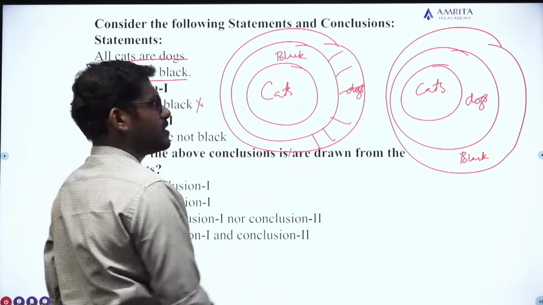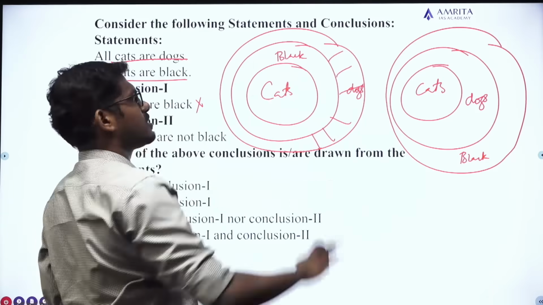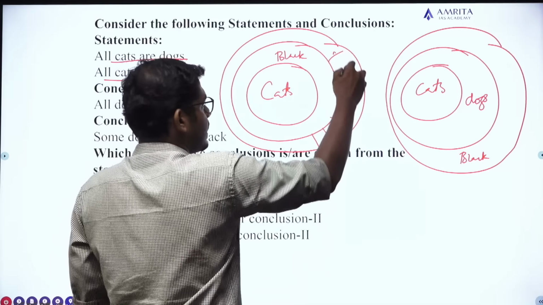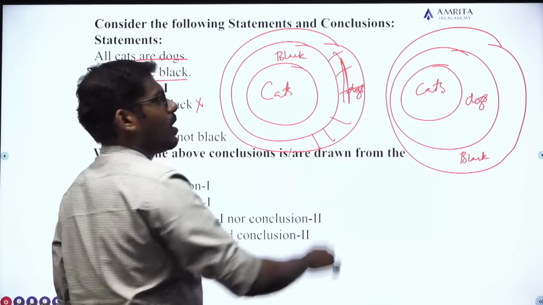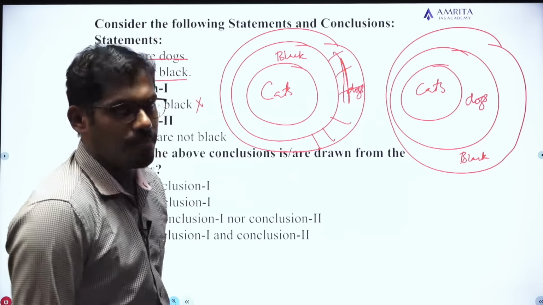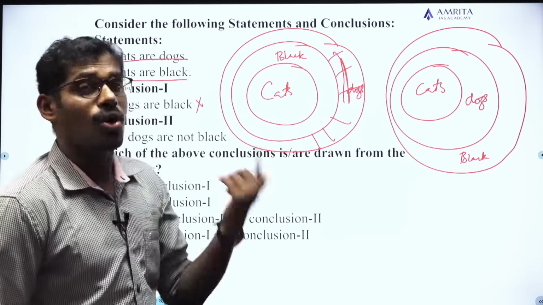The larger diagram is dog. The next larger diagram is black. This area belongs to dogs, but it doesn't belong to black, which means that these dogs are not what? Black. So we cannot say that all dogs are black.